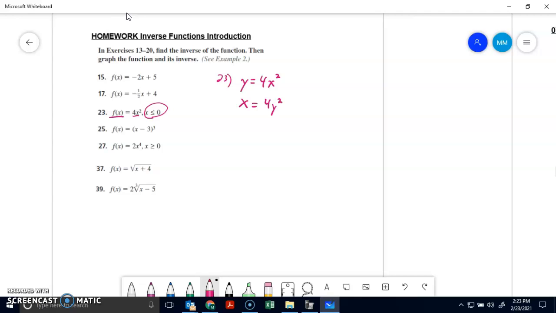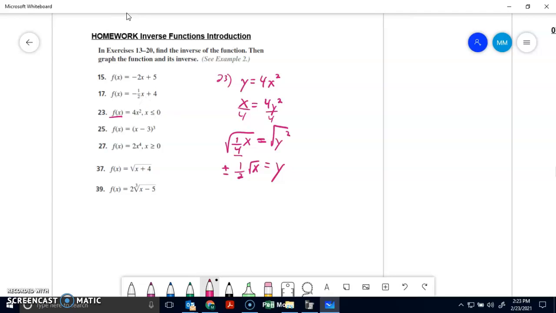That makes my inverse, and I need to solve for y. So I'm going to start by dividing by 4. So it's x over 4, or you could say 1/4 x equals y squared. And then I'm going to take the square root of both sides. That's how we get rid of squares. So y equals, and I can simplify this. The square root of 1/4 is 1/2. Square root of 4 is 2. And x is still inside, so that can be simplified. And normally when we do square roots, we do plus or minus. That's where this condition comes into play. It only wants us to do it where it's less than 0.